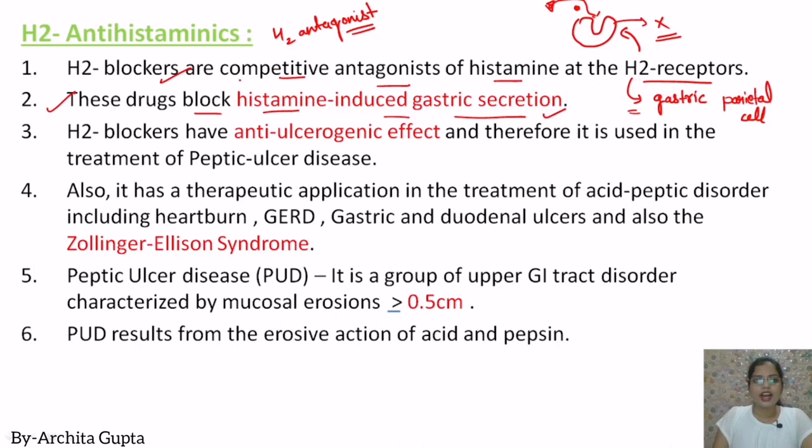Okay, dear students, moving ahead to the third point, H2 blockers have an anti-ulcerogenic effect. How? As they block gastric acid secretion, they have an anti-ulcerogenic effect, and therefore they are used in the treatment of peptic ulcer disease. What is peptic ulcer disease? We'll understand that. It's a group of upper gastrointestinal tract disorders characterized by mucosal erosions.